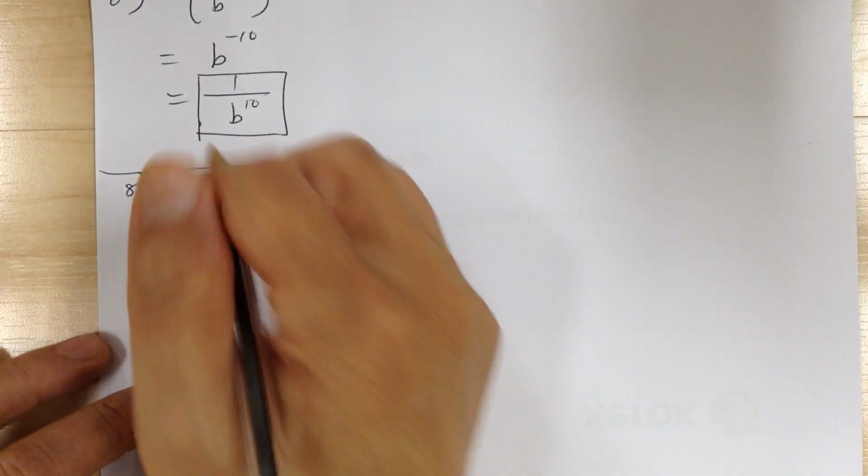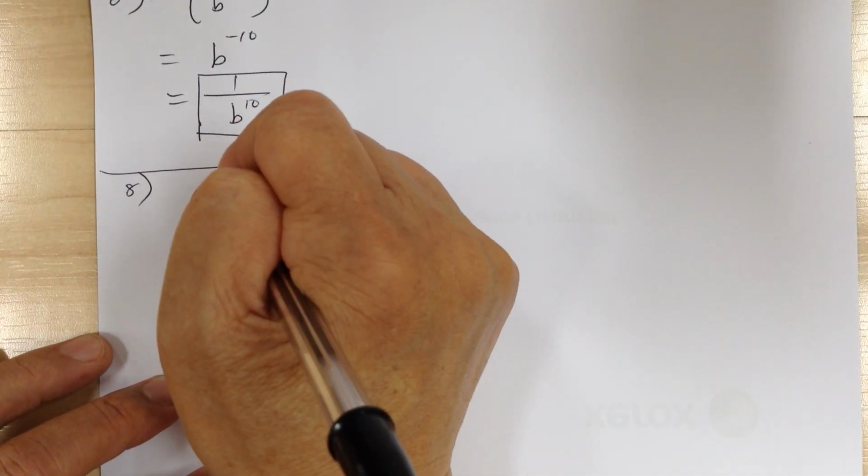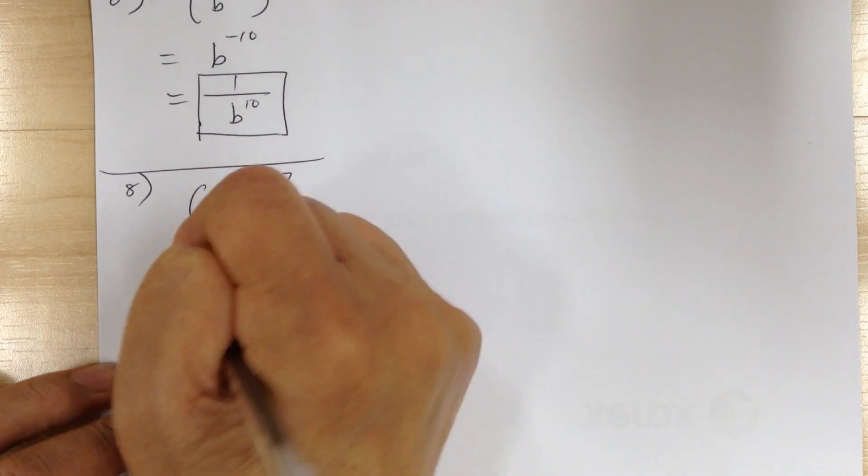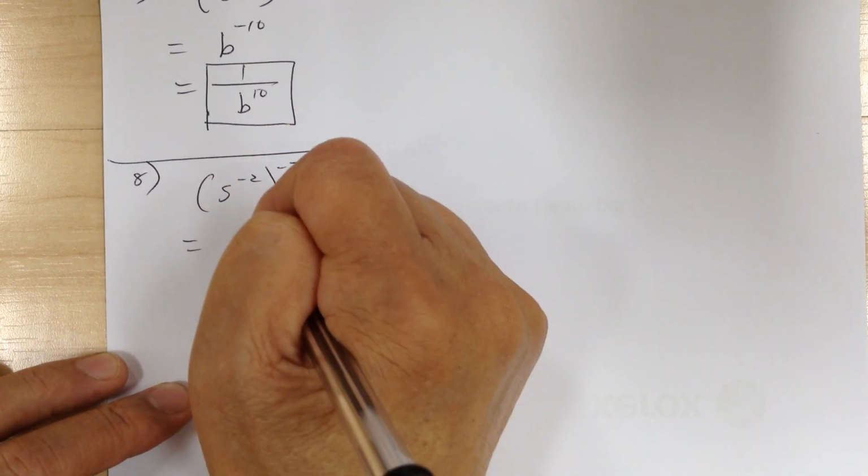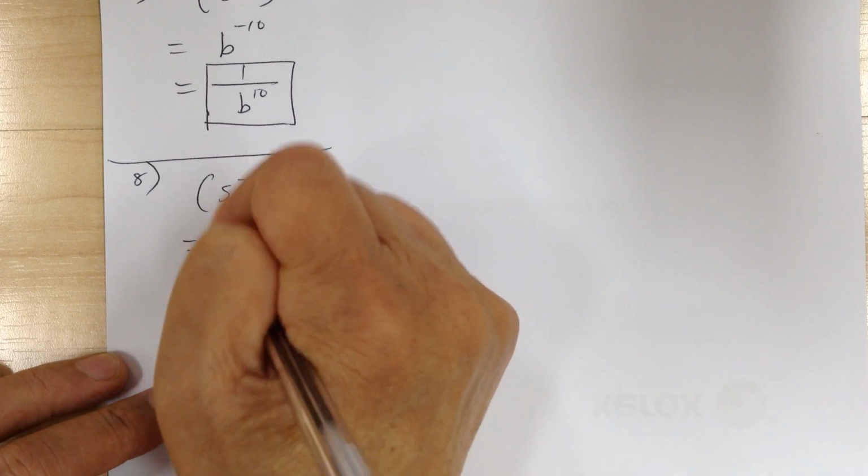Okay, number 8, you have s to the negative 2 to the negative 7. Apply the power rule, so you got s to the 14, and this one you don't have to flip.